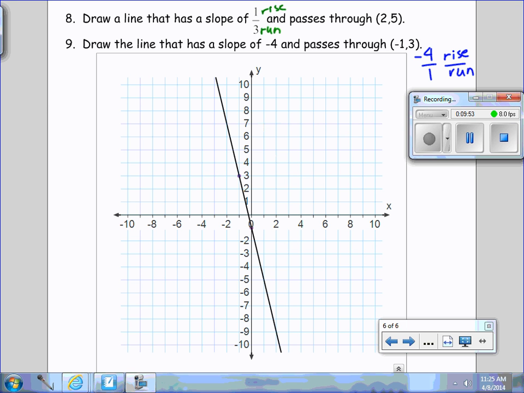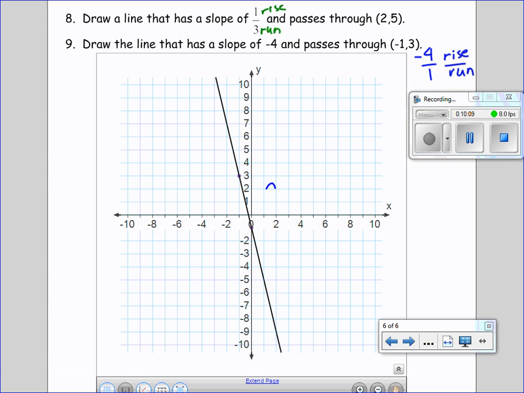So in number 9, we plot the points -3, 1. Then it wanted a slope of -4. So from this point of -1, 3, we went down 4, 1, 2, 3, 4, and over 1. Noticing that if it's a slope of -4, it would be -4 over 1. And notice the way the direction of the line is. It's a negative slope.